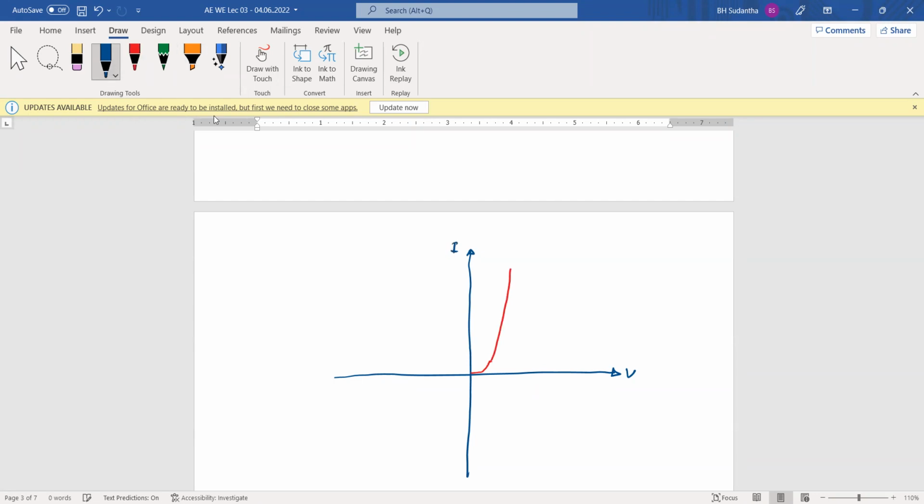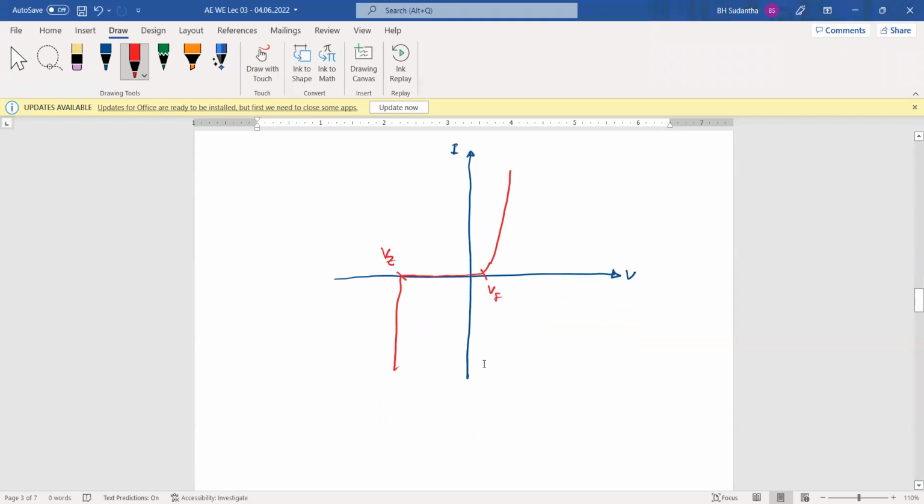And it has this forward, this V forward also. It behaves like a normal diode. But at a certain voltage, when we reverse this one, it starts conducting at a certain negative voltage point. And we say this point is the Zener voltage. Okay, Zener voltage, Zener diode.